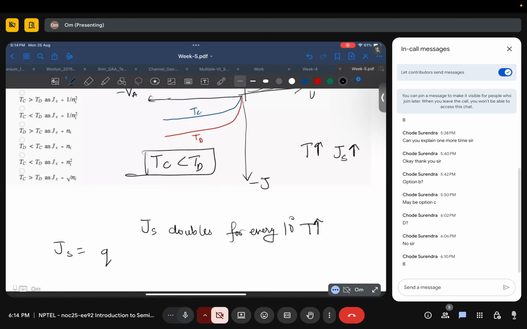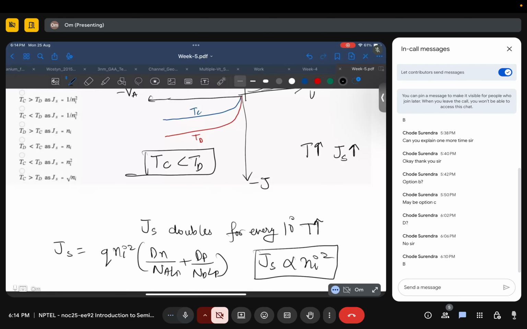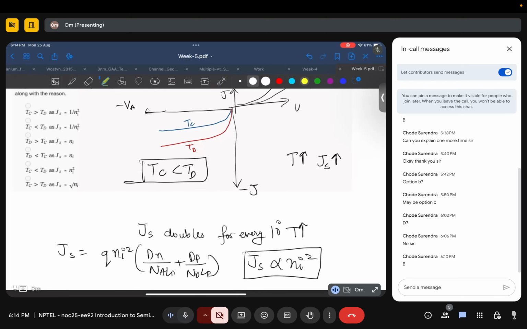Js is q Ni square times Dn upon NaLn plus Dp upon NdLp. So Js is proportional to Ni square. So these two are the conditions that we have to answer in this question. So which of the options has both of these? Not this one. No, in this one, as Js is proportional to Ni square and Tc is less than Td. So this option is correct.